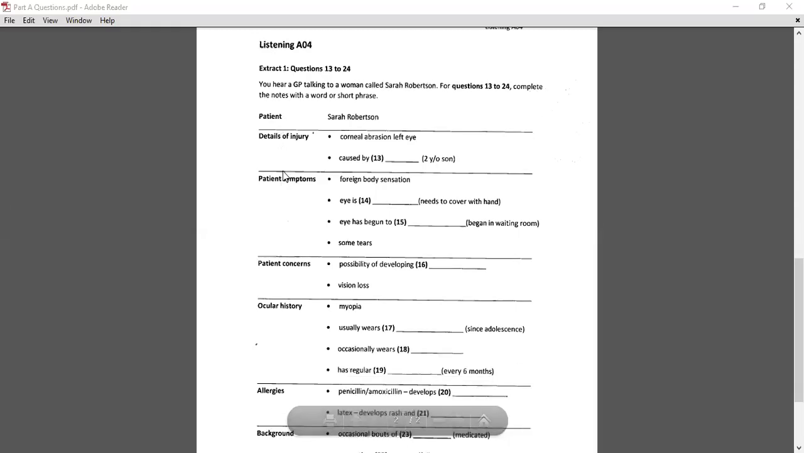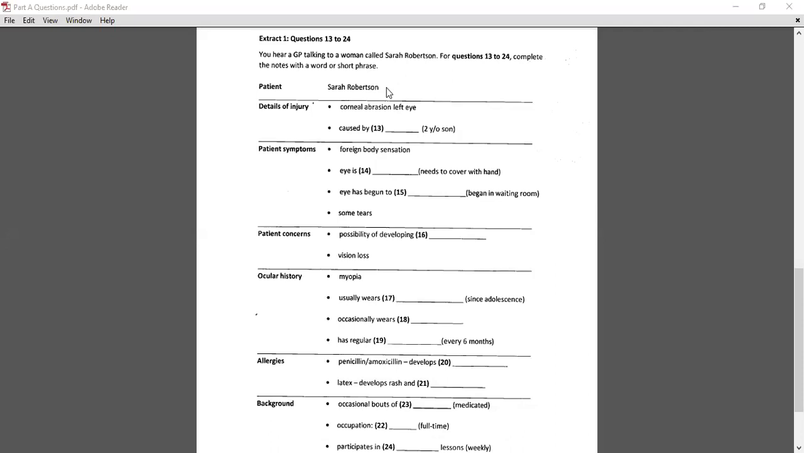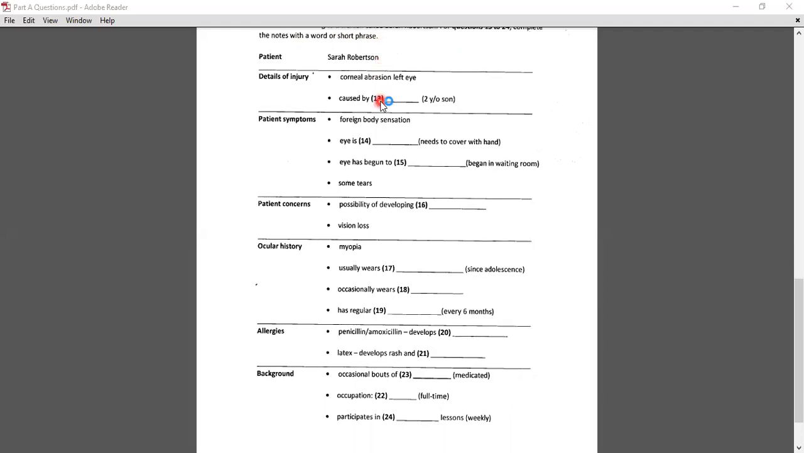Okay, so now for the second one. This time I want you to predict. Okay? GP talking to a woman called Sarah Robertson. I have got 12 questions here. I want you to predict the type of word for each question. Take help of subheadings and see the first bullet point here says corneal aberration in left eye. So it is quite helpful, isn't it? It is straight away giving you the diagnosis for which the patient is visiting. Injury in the eye, corneal aberration in left eye.